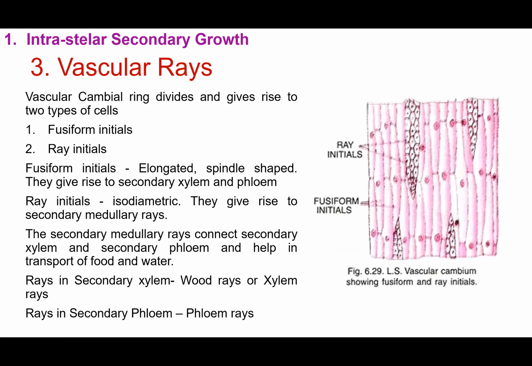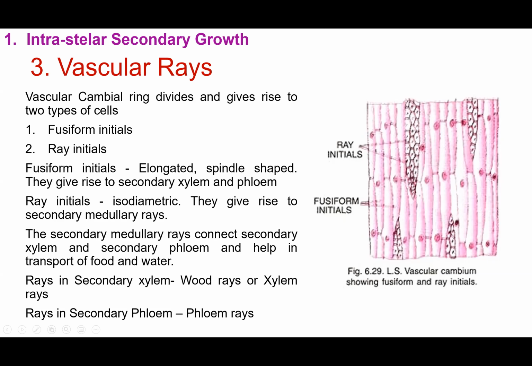So when we look at the structure of these fusiform initials and ray initials, fusiform initials are elongated and spindle shaped. As you can see, these are all fusiform initials. They give rise to secondary xylem and secondary phloem that we just discussed about. Apart from these fusiform initials, you have certain isodiametric cells which are ray initials, which you can see here. These ray initials give rise to secondary medullary rays.